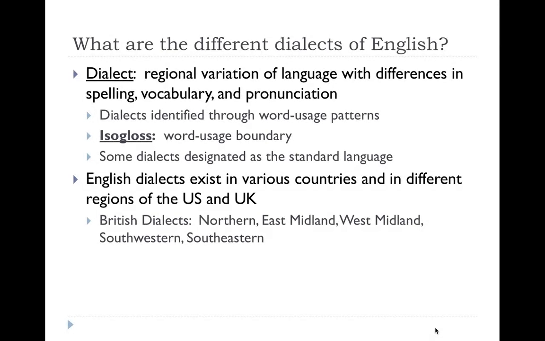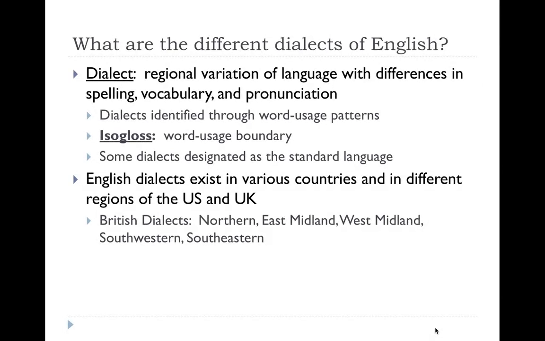And so we look at a dialect as some kind of regional variation of the language. There are usually some differences in spelling or vocabulary or pronunciation. When we talk about dialects being identified through word usage patterns, we call that isogloss. Isogloss is a word usage boundary. In certain areas or regions, certain words might be used in a language, and in other nearby regions, they may use different words.